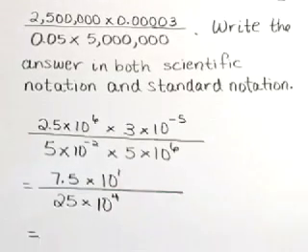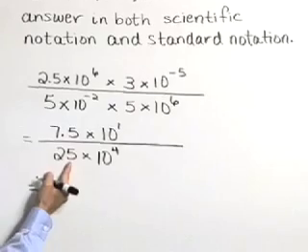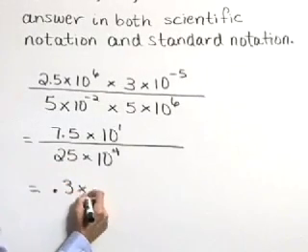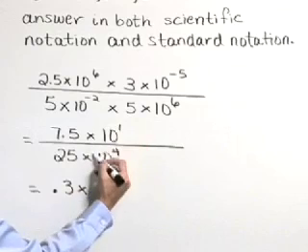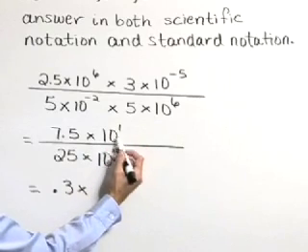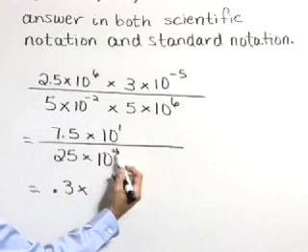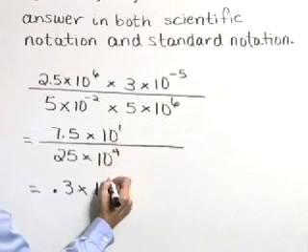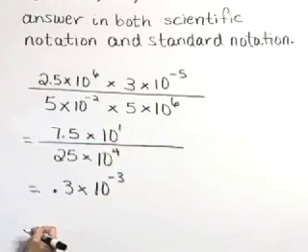Now let's divide. 7.5 divided by 25 is 0.3. And using our quotient rule, 10 to the 1st over 10 to the 4th is 10 to the 1 minus 4, or negative 3 power.